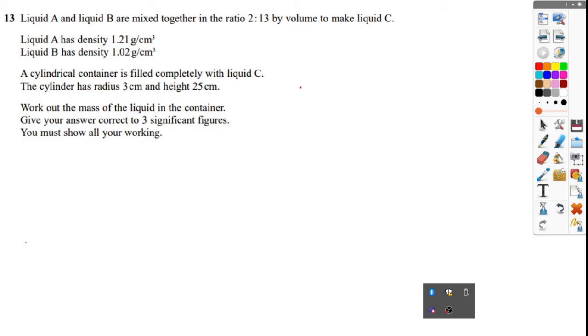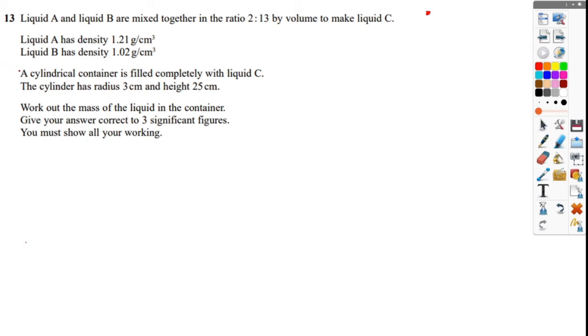A and B are mixed together in a ratio of 2 to 13 by volume to make liquid C. A has a density of 1.21 grams per centimetre cubed, and B has a density of 1.02 grams per centimetre cubed. A cylindrical container is filled completely with C. The cylinder has a radius of 3 and a height of 25. Work out the mass of the liquid in the container.